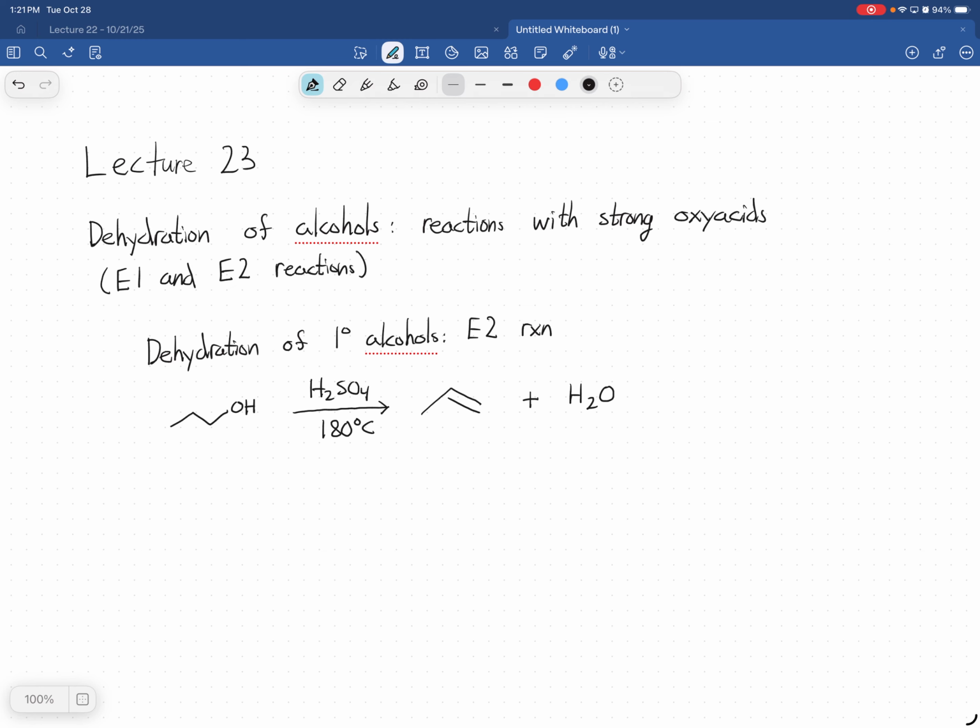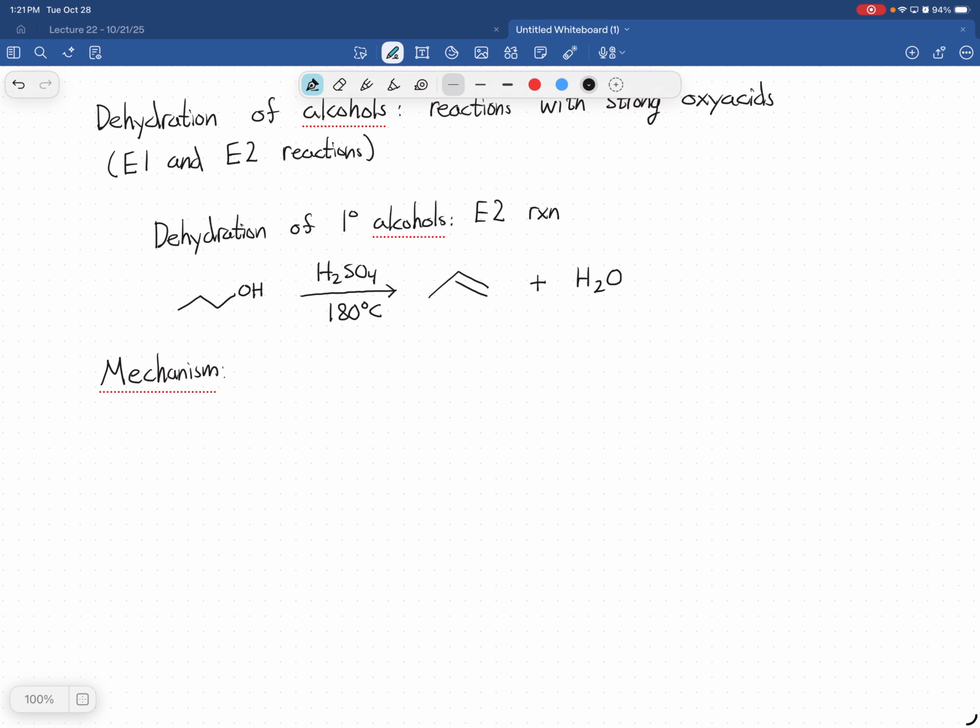Let's go over now how exactly this works. Okay, so you may have to draw this mechanism if asked. In the homework you'll have problems where you have to be familiar with the mechanism to know how to proceed. All right, well, we know alcohols are basic. They have an oxygen atom with lone pairs, so they can pick up an acidic hydrogen from a strong acid.